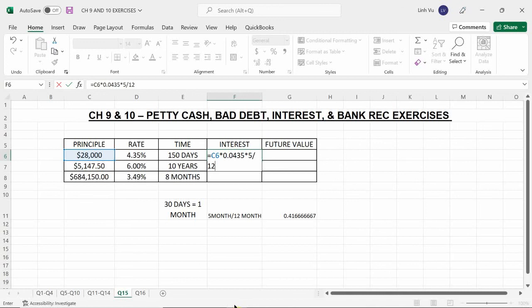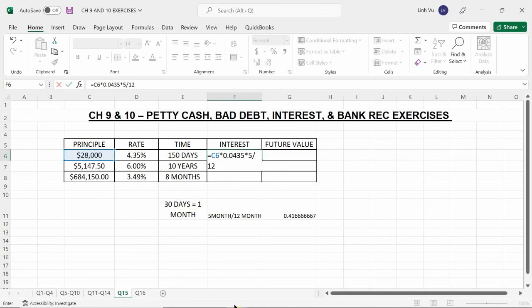Okay? So in this case, principal times rate times time is you're solving for interest, not future value. You're solving for how much interest you're going to be collecting in a span of 150 days, which is equivalent to 5 months. That is what you're solving for. Your future value is going to be your principal plus your interest.